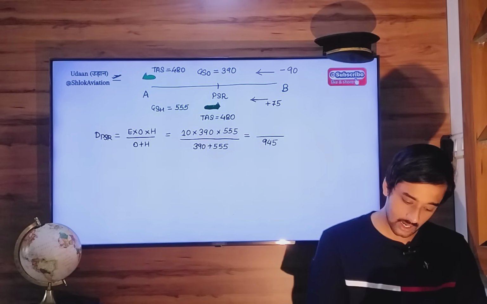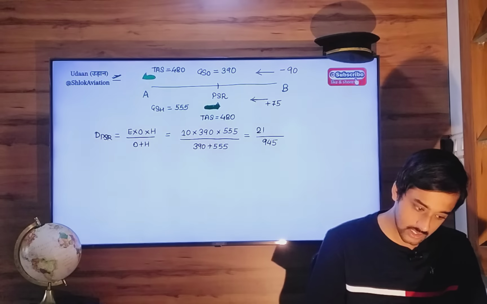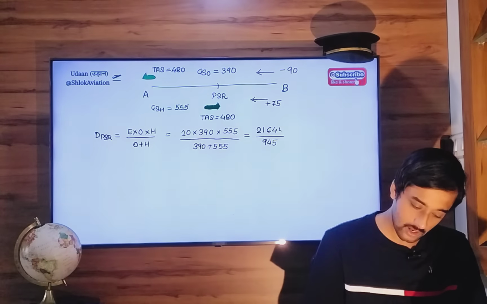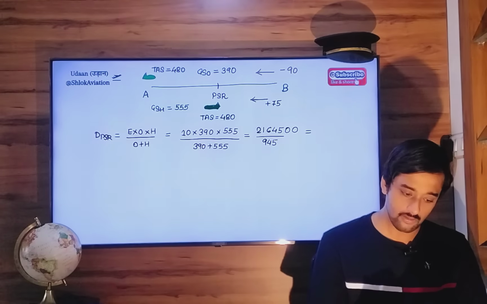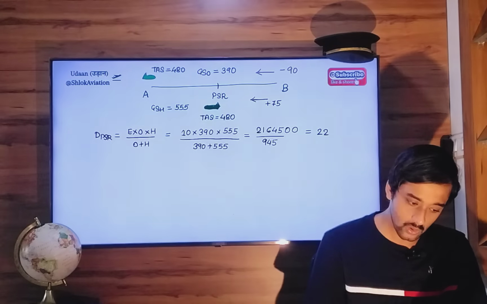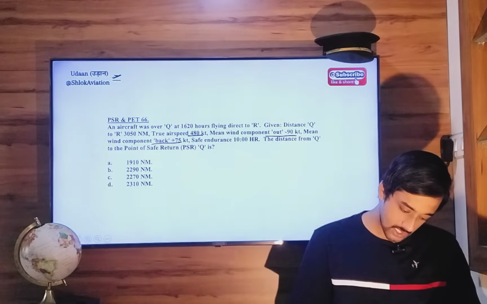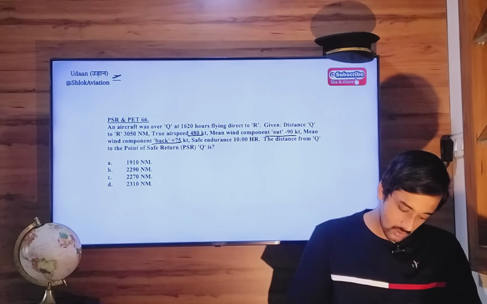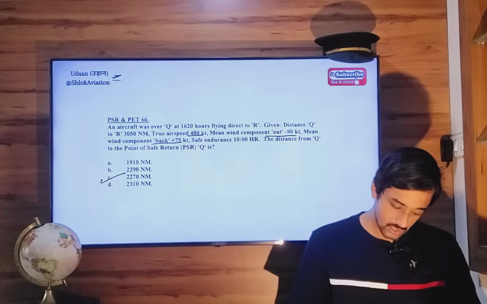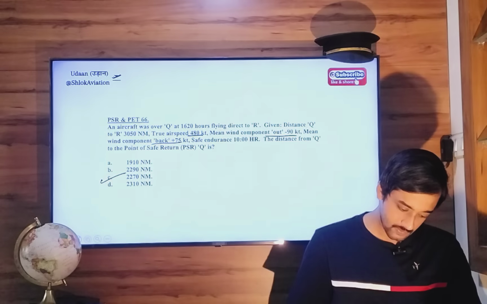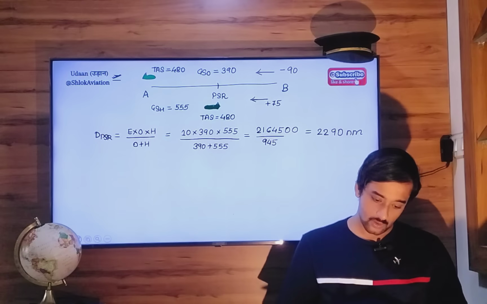10 into 390 into 555 is 2164500. Divided by 945 is 2290 nautical miles. So correct answer here is 2290. So the closest option here is 2010, 2395, 2290.